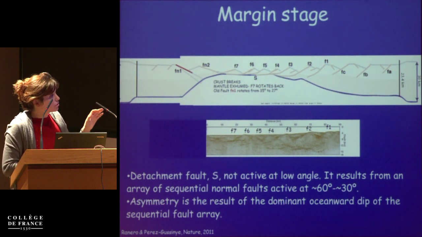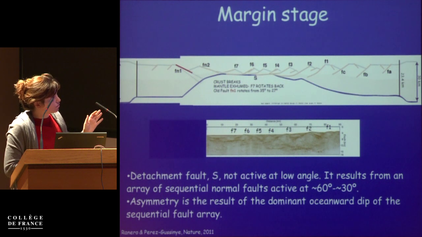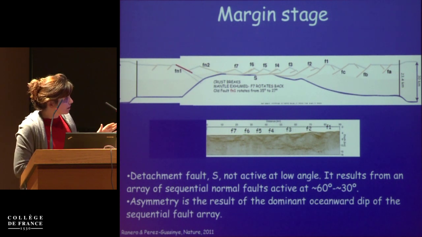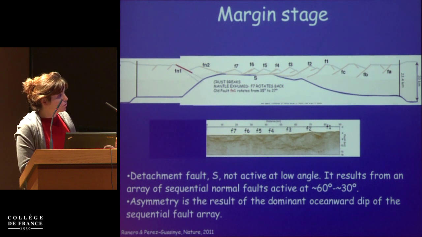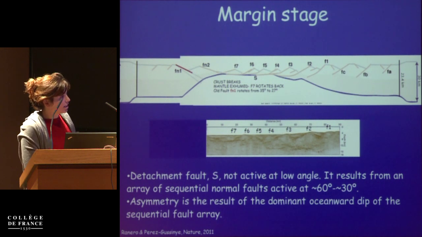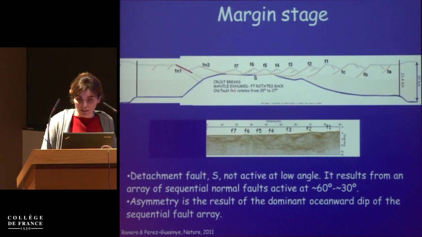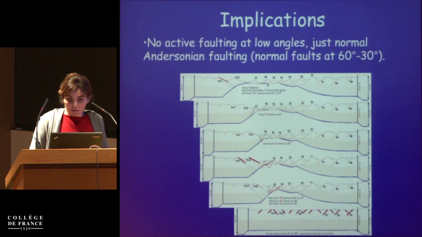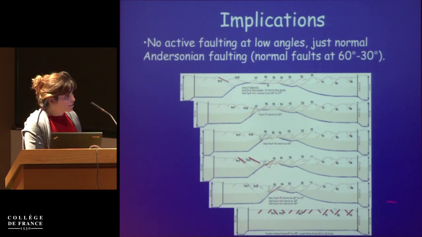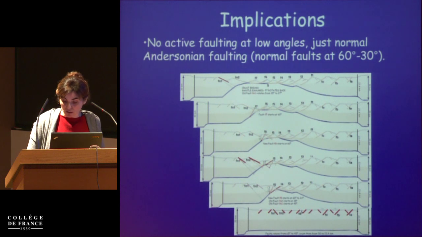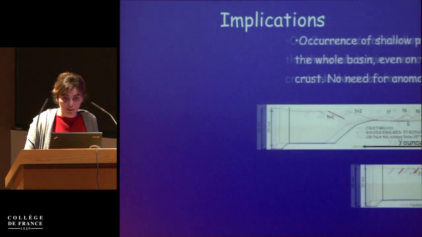So these detachment faults can be explained without having structures being active at low angle, and they result from the action of an array of faults that are sequential in time and are active at normal angles, and result in this conjugate margin asymmetry. So we can reproduce the geometry of faulting from normal to listric to detachment-like just by having an array of sequential faults dipping towards the oceans.